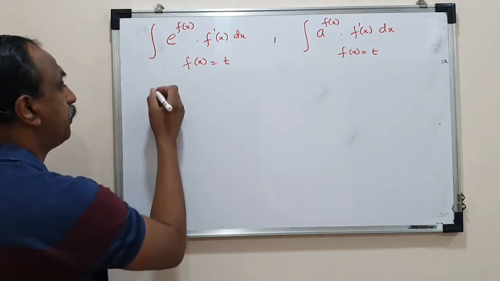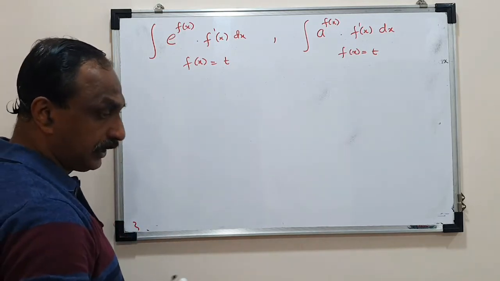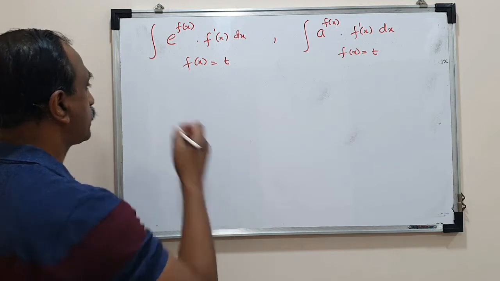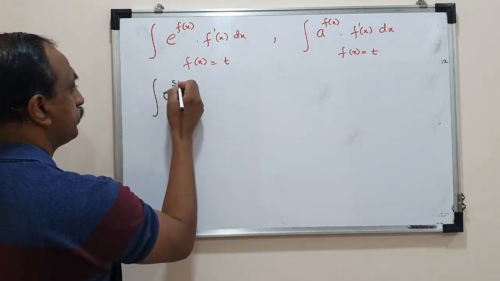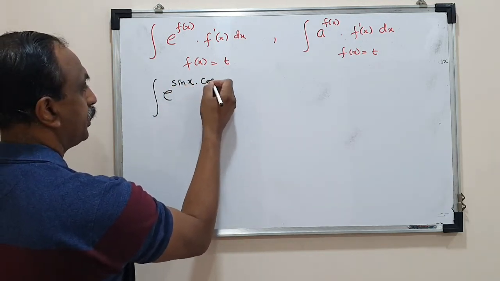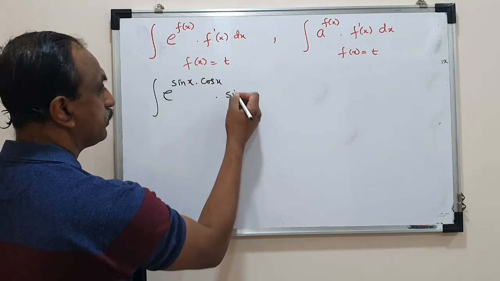So let's do this problem. Integral e raised to sin x cos x into sin 2x dx.